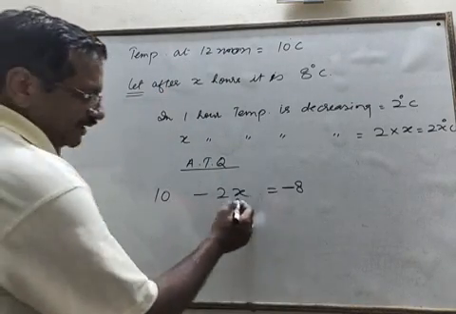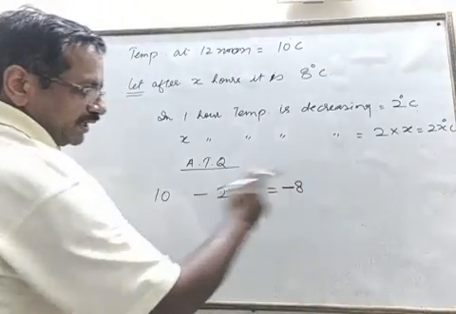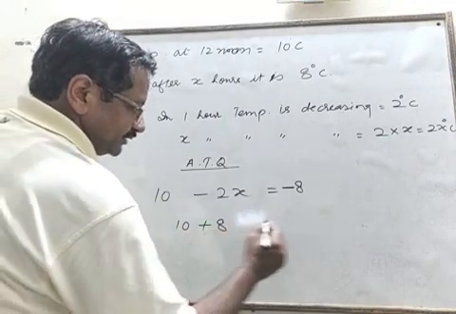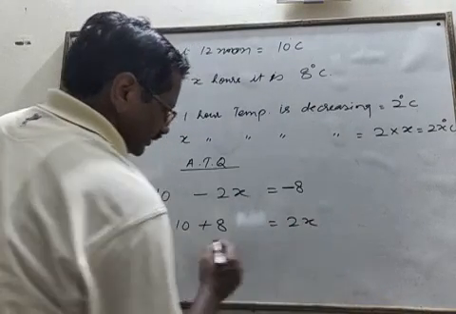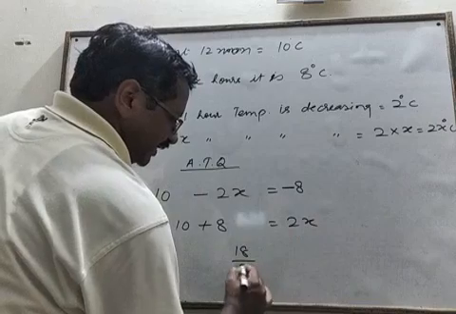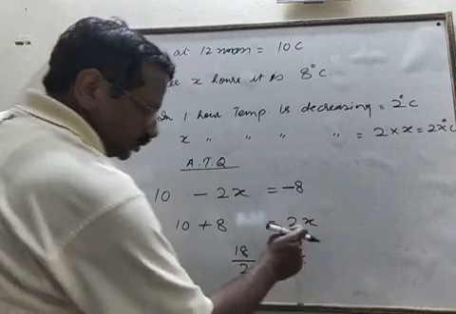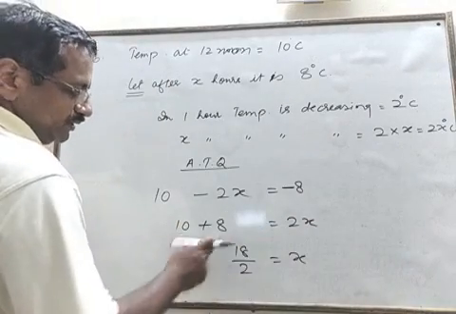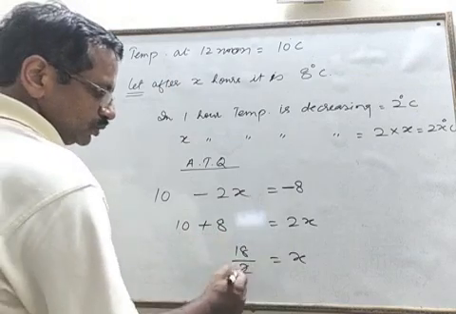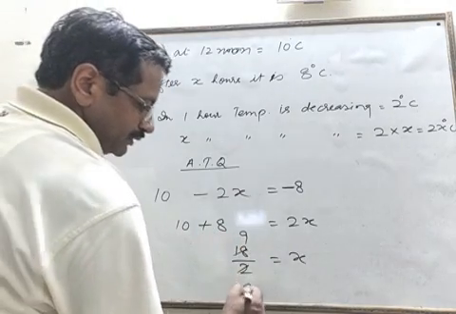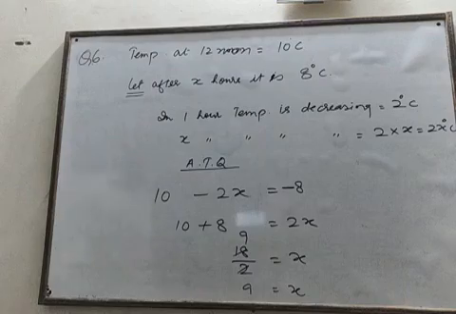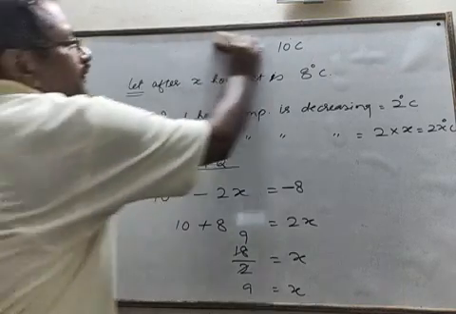So take this minus 2x to that side, 8 to this side. 10 plus 8 equal to 2x. 18 divided by 2 equal to x. 2 is multiplying here, it will be in the division. 8 plus 10, 18. 2 nines are 18. 9 equal to x. But this is not the answer. These are number of hours.